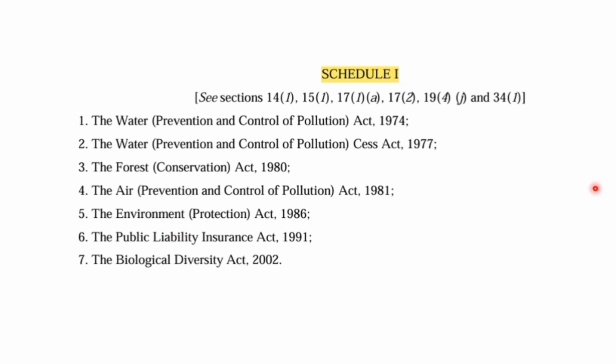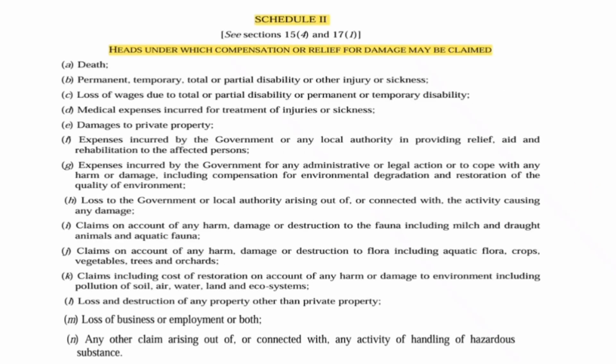Then moving to the second schedule. Schedule 2 provides for the heads under which compensation or relief for damage may be claimed. There are the heads A to N, that is 14 heads. Just go through it for a general idea, but there is no need to memorize it individually. So let's move to the third schedule.